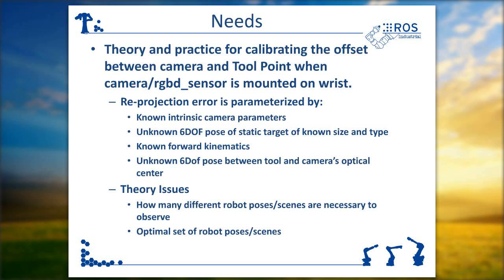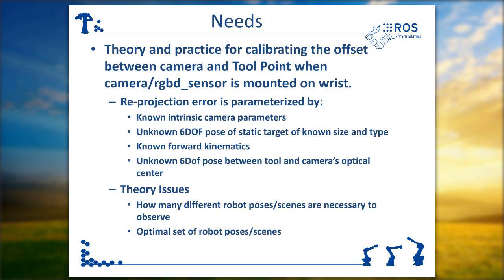One of the needs that we have for this calibration tool is that we'd like to be able to calibrate the offset between a camera and the tool point when you mount the camera on the wrist. The main issue there is that we're not exactly certain how many different poses you need to view a target from that camera to fully constrain that unknown transform.